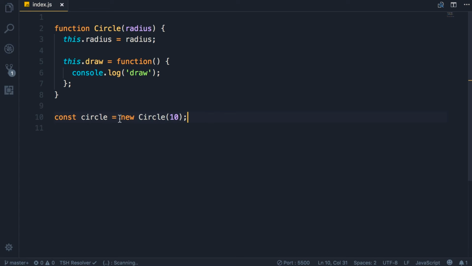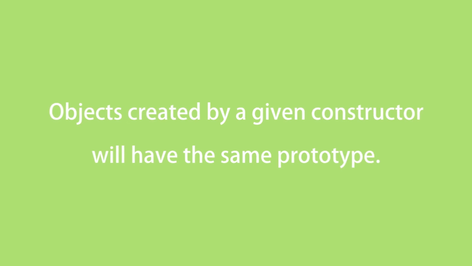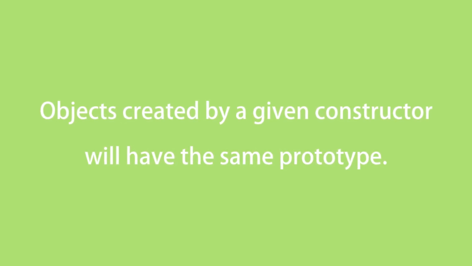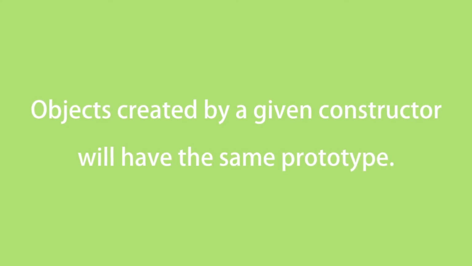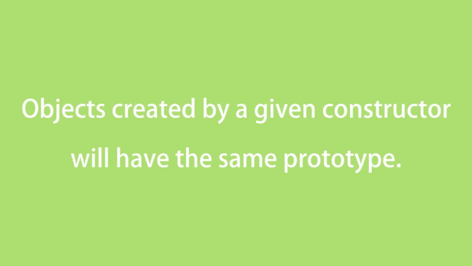So every time we call the Circle constructor to create a new circle object, this constructor will create a new object and set its prototype property to circle base. In other words, objects created by a given constructor will have the same prototype. So all circle objects created by the Circle constructor will have the same prototype. And similarly, all arrays created by the Array constructor will have the same prototype.